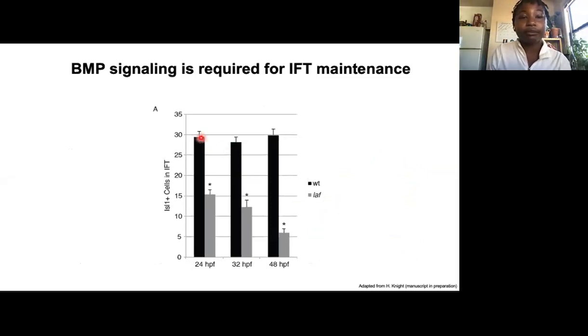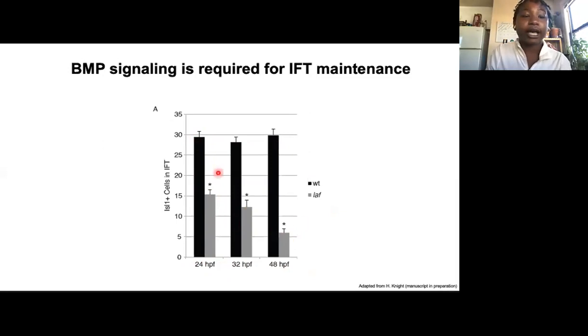We see here in the wild type group that by 24 HPF, a population of 25 to 30 Islet 1 positive cells in the inflow tract is established and is maintained through development. However, in the lost-a-fin mutants, beginning at 24 hours post-fertilization, we see a significant decrease in the number of Islet 1 cells, and this decrease continues as the heart develops. So this data demonstrates that BMP signaling appears to be required for the maintenance of inflow tract development.